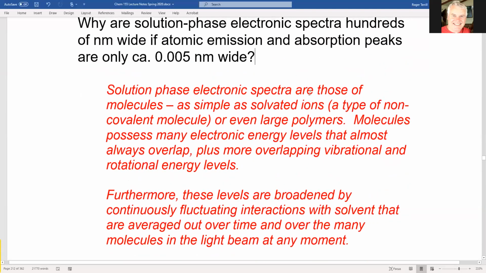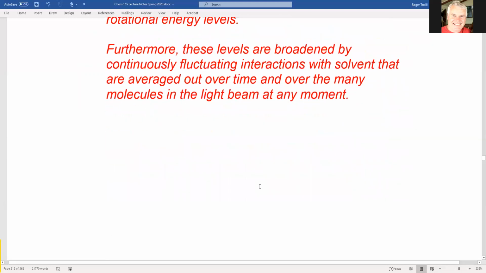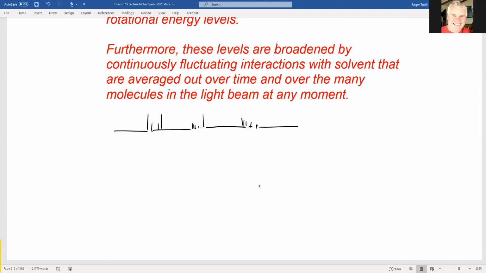So let me just read: the solution phase electronic spectra are those of molecules, as simple as solvated ions, or even large polymers. Molecules possess many electronic energy levels that almost always overlap, plus more overlapping vibrational and rotational levels. Furthermore, these levels are broadened. And what broadened means is that they continuously fluctuate due to interactions with solvent that average out over time and over the many molecules in the light beam at any moment. So there's basically, any given molecule will have a spectrum like that in any one femtosecond.